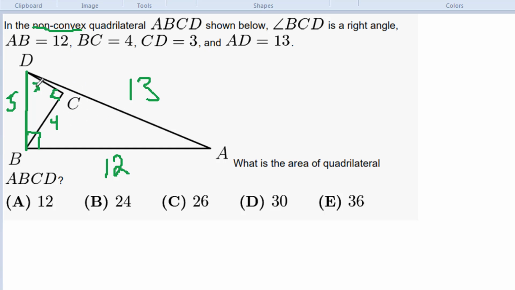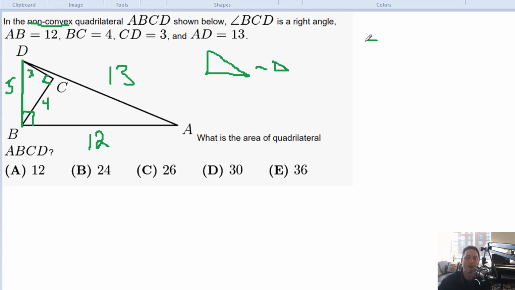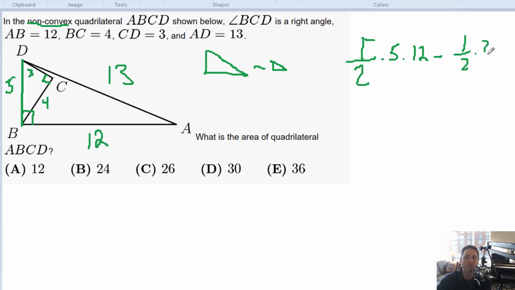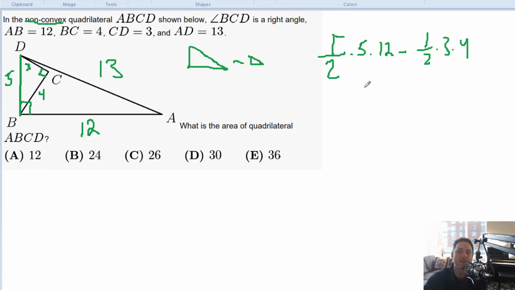Okay, so the quadrilateral is a big 5, 12, 13 triangle minus a little 3, 4, 5 triangle. All right, so it's going to be 1/2 times 5 times 12 minus 1/2 times 3 times 4. So 1/2 of 60 is 30 minus half of 12, which is 6, so it should be 24. Okay, it's a pretty easy question.